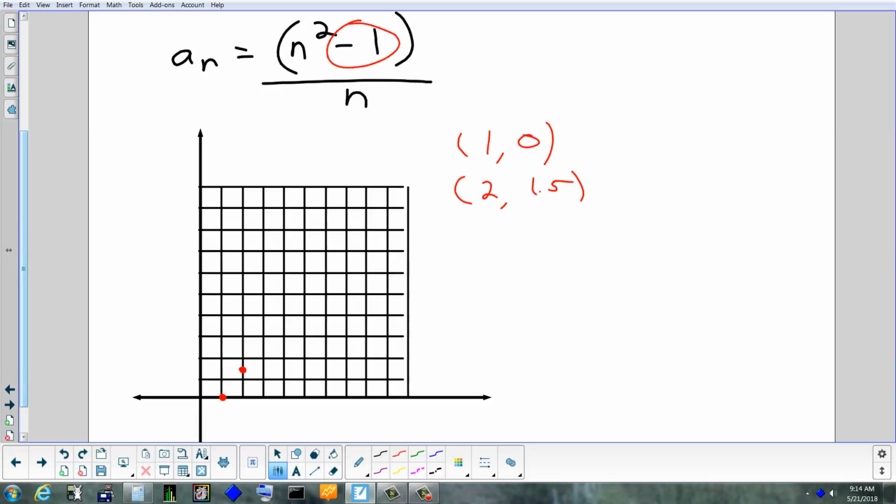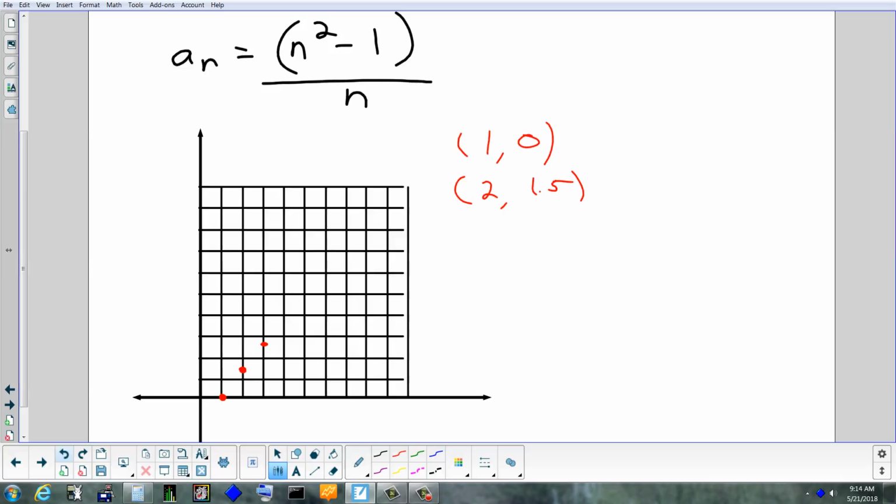Because of that. All right, let's see, the next one, the third term. What was the third term again? That was 8/3, so that's 2 2/3. So 2, and then it's kind of the best we can, 2/3.